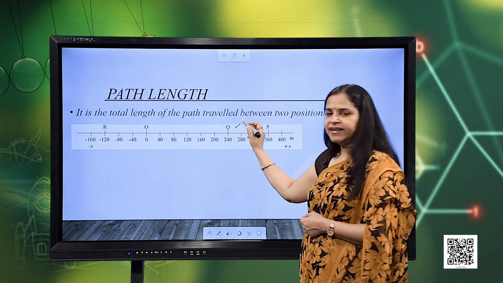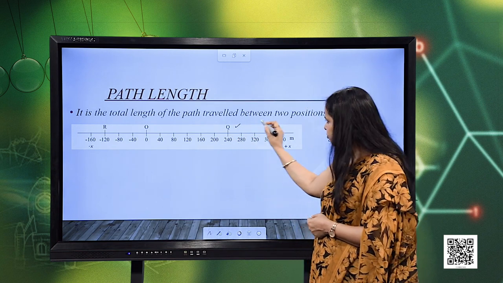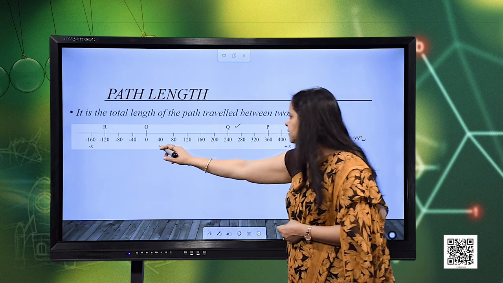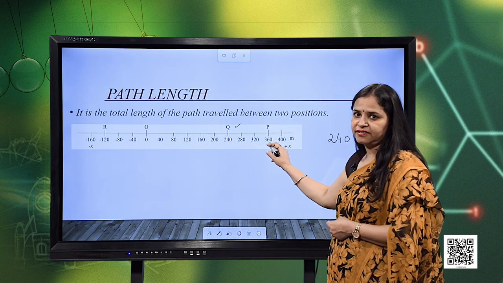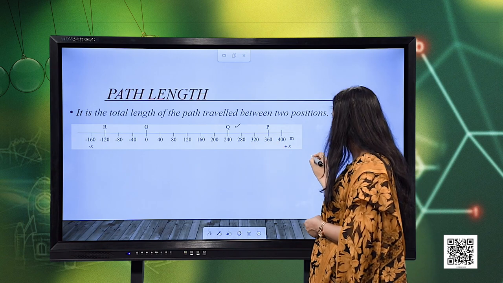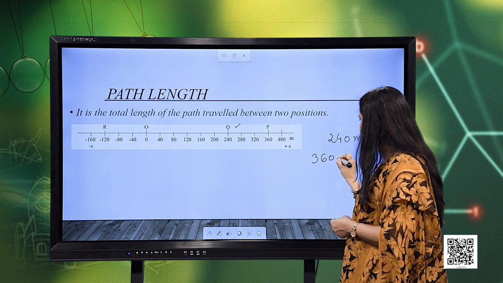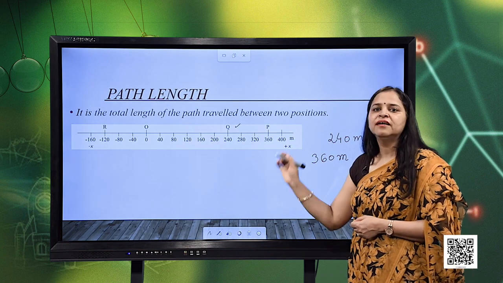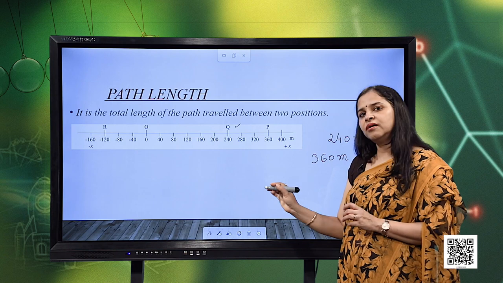Now, after reaching point Q, it moves to point P as well. Then what will be the total length of the path covered? That is 240 till 360. So finally 360 meters will be the length of the path or the distance traveled. There is no plus and minus when we talk about distance. We just talk about the magnitude.